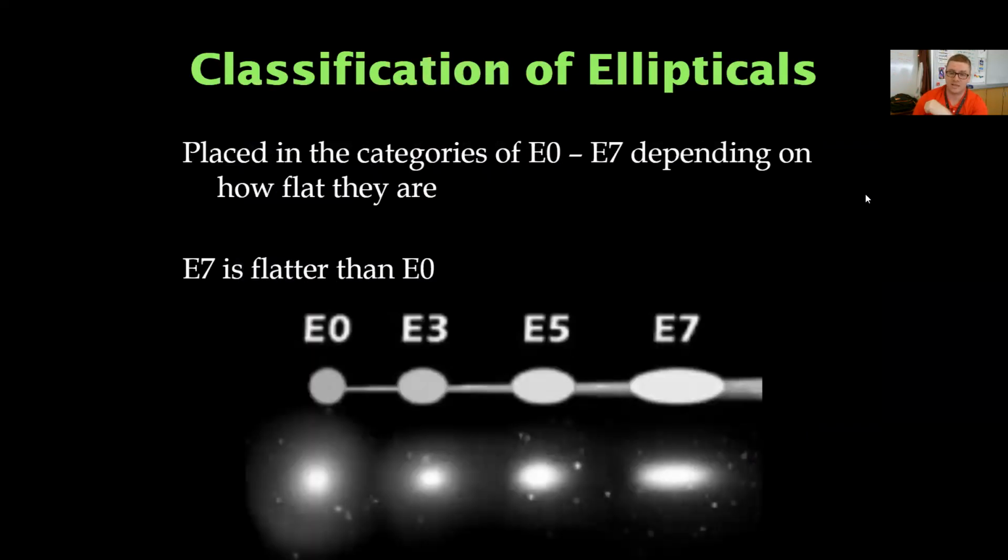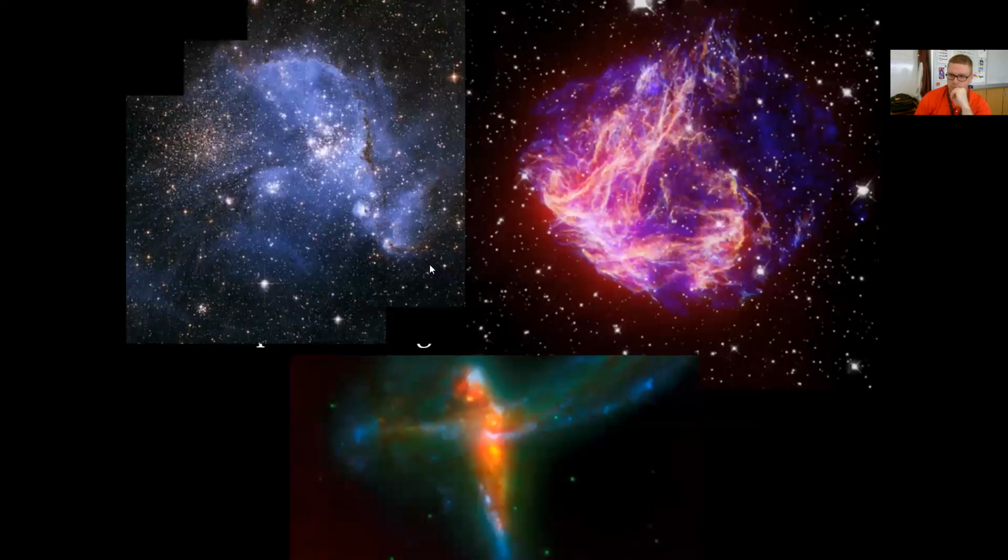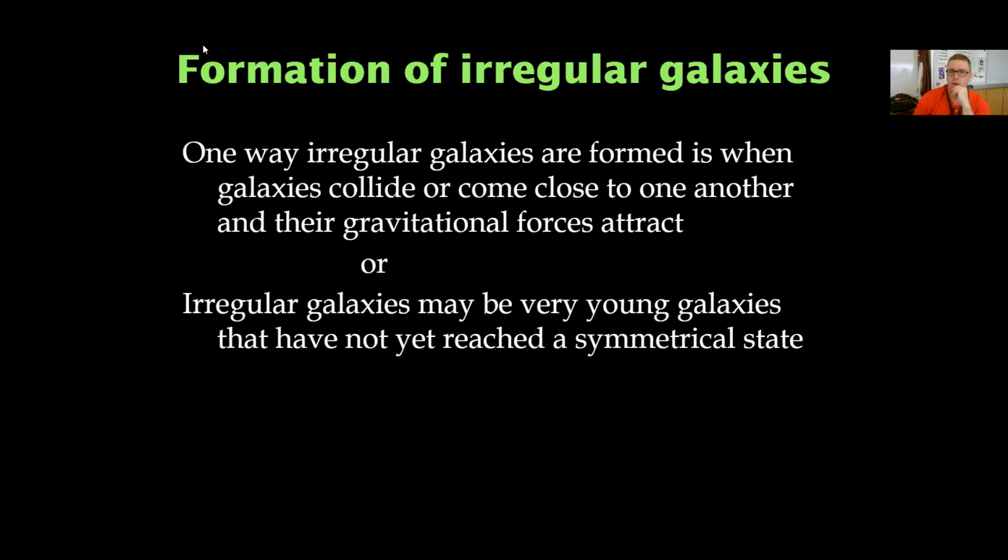Like spiral, we can classify these based on how elliptical they are. Ones that are closer to a circle shape, we call those E0s. And the more stretched and elongated it is, we increase the number, depending on how stretched or how flat they are. These are also just some examples of elliptical ones.